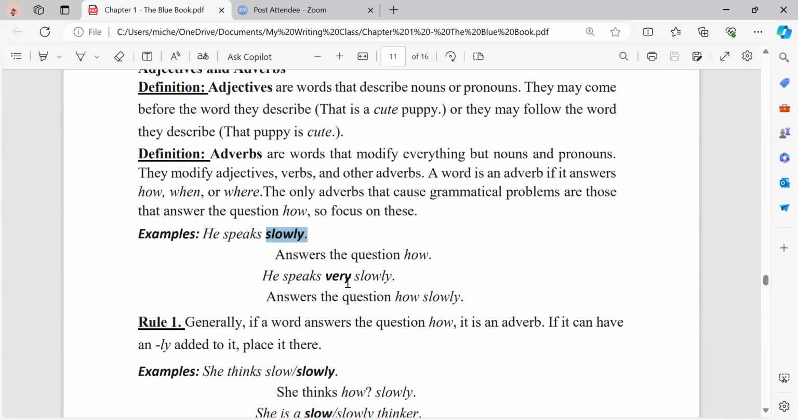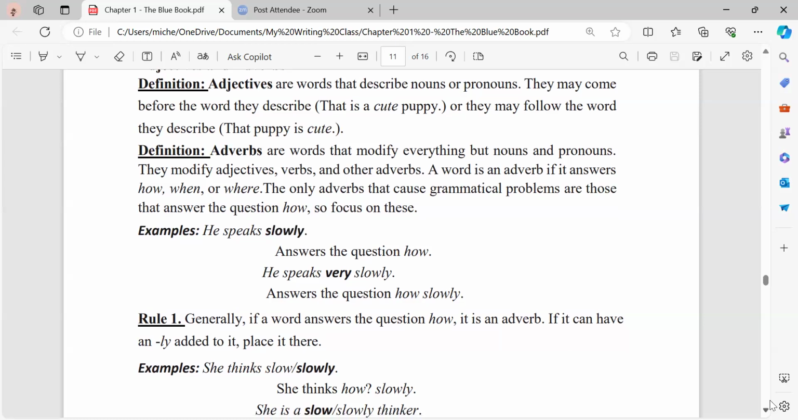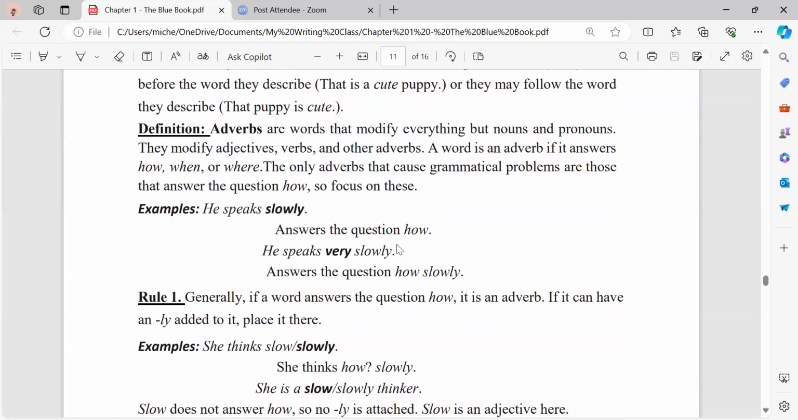So here's an example. He speaks very slowly. This sentence answers the question, how slowly does he talk? So that's why it's there, how slowly. And right here, very sort of describes the slowly, very slowly, and it's very, very slow.